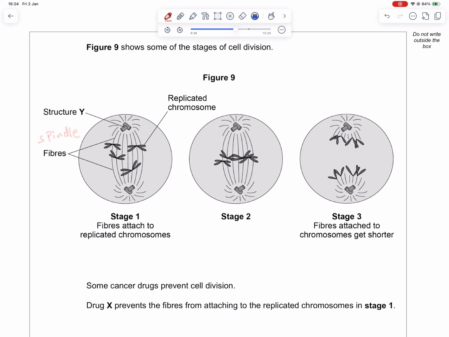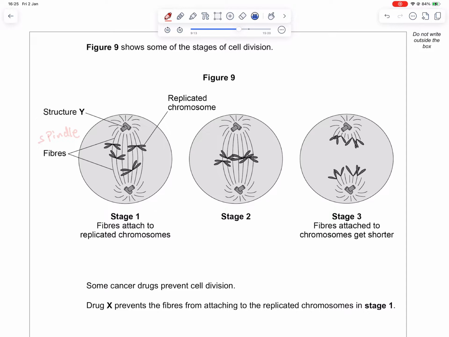And again here, there are some figures given, which is figure 9. We can see stage 1, stage 2, and stage 3. These are the stages of cell division. In stage 1, we can see that there are fibers attaching to the replicated chromosomes. Then we move on to stage 2, and in stage 3, the fibers attached to chromosomes are getting shorter, pulling the chromatids apart. Now let's read the question.